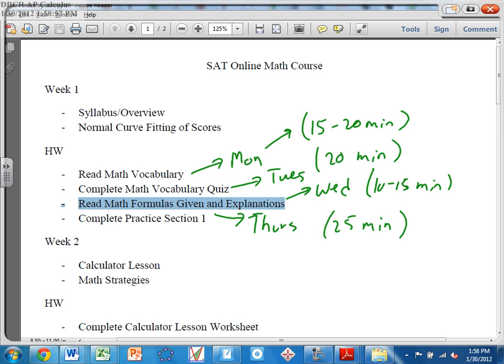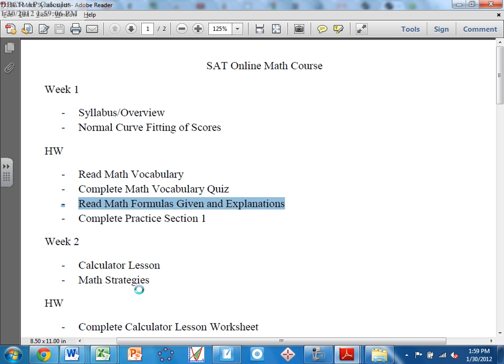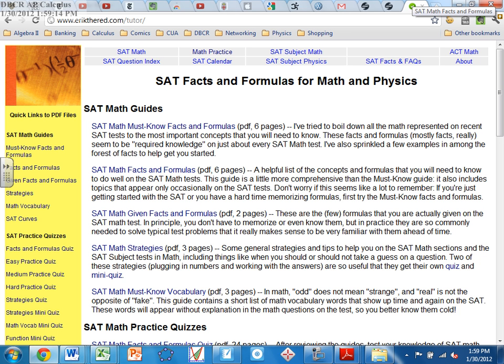So again, for this week, we're going to be looking at the syllabus and overview and normal curve fitting. What I'd like to do is take a quick second just to acknowledge a resource that I'll be using this semester. The resource I'm going to be using is a website. There are a lot of documents that an author has already created and has given everybody permission to use. It's a simple website, and it's ericthered.com.